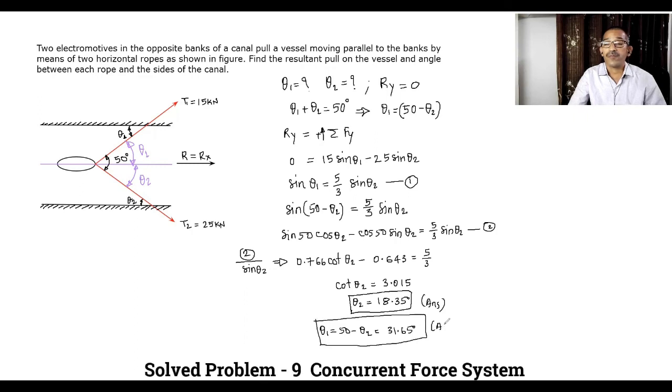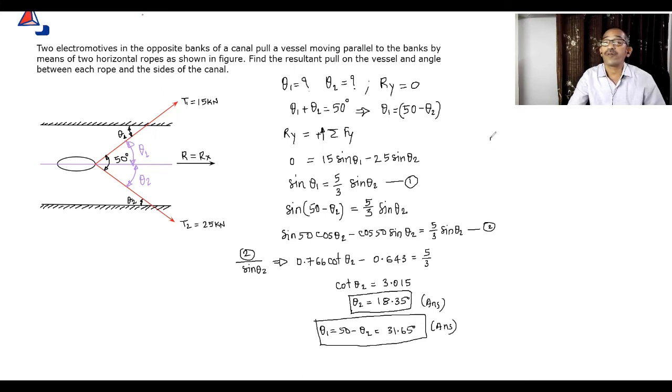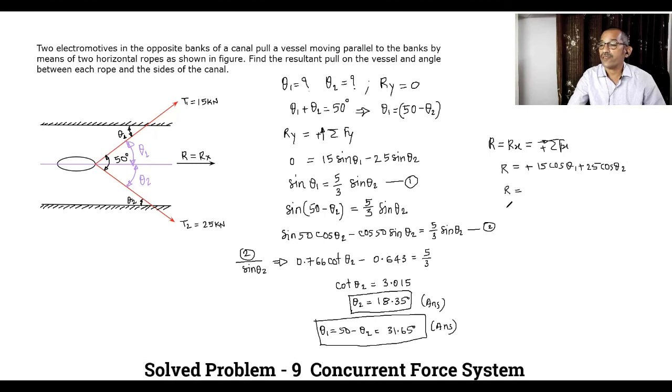Again, let's check what the problem is asking. It asks to find the resultant force also. To find the resultant, we'll apply the equation along the x-axis. R x is equal to the summation of F x, assuming rightward forces positive. Both components are rightward, meaning positive: the component of 15 is 15 cos theta 1, and the component of 25 is 25 cos of theta 2. If we substitute the theta 1 and theta 2 values, the resultant is easily possible.